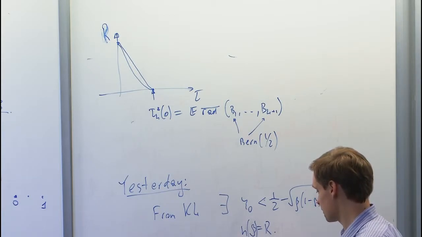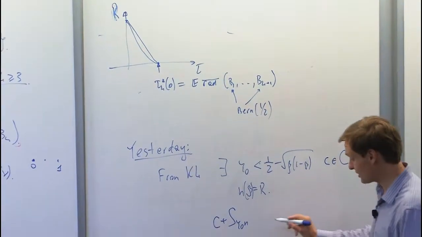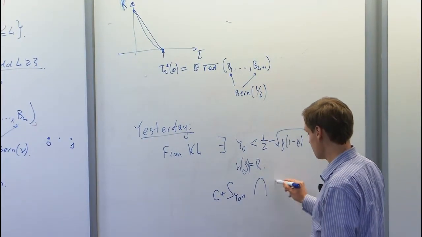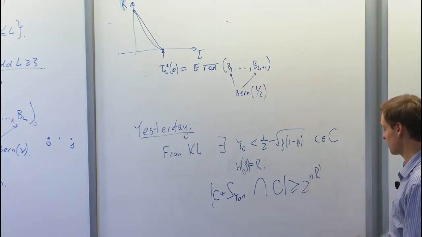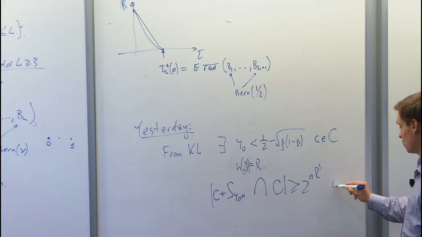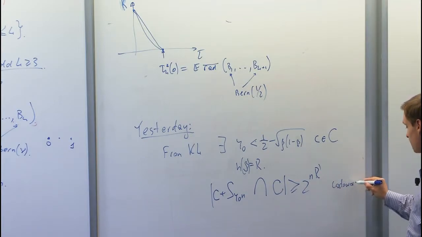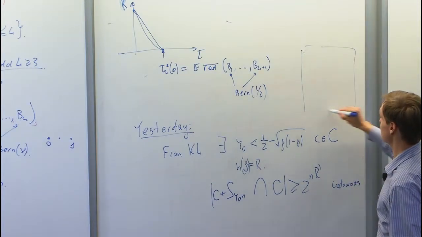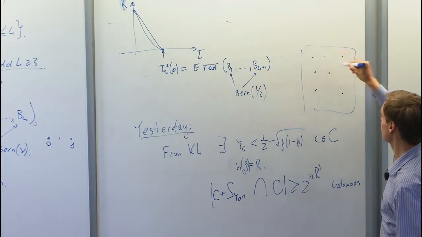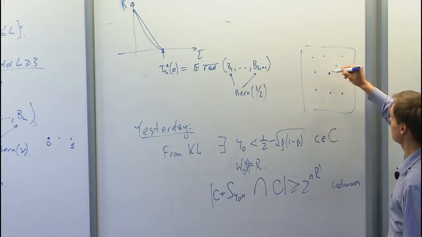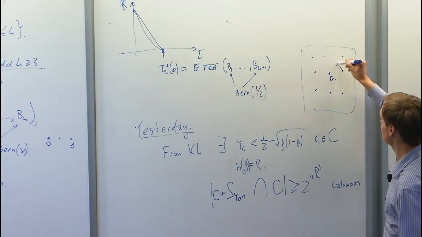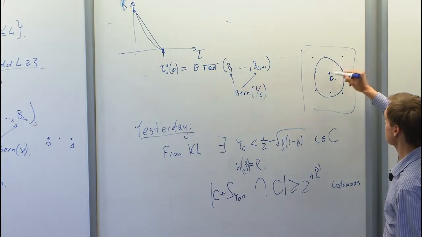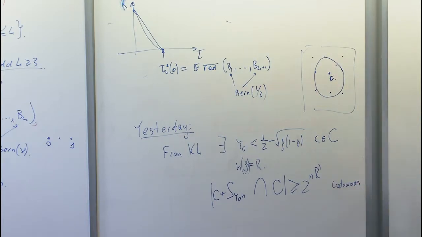sphere of radius psi 0 n intersected with the code contains greater than 2 to the n r prime code words. Right, so geometrically, we started with some unknown code, and Calais lineal gives us some point in the code and a sphere such that there are exponentially many code words on that sphere. This is the first step in my reduction, right?